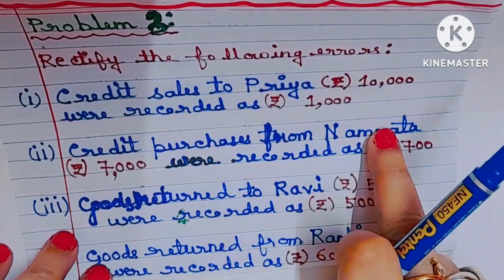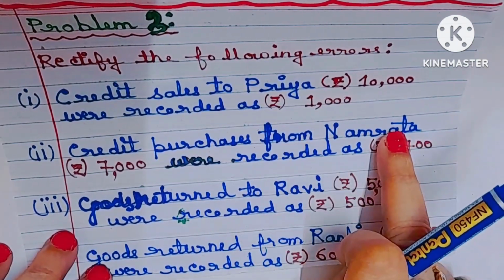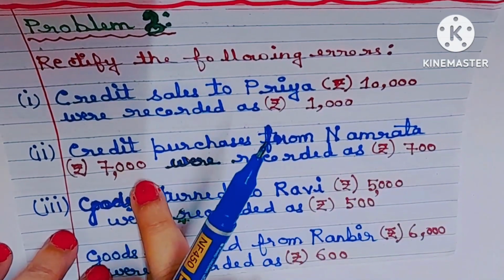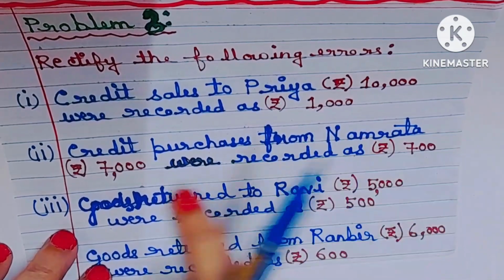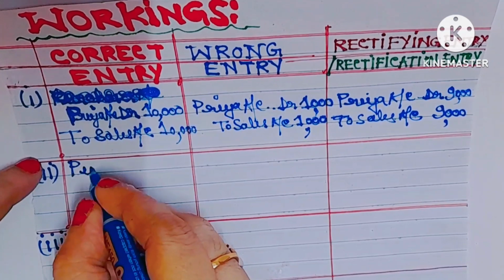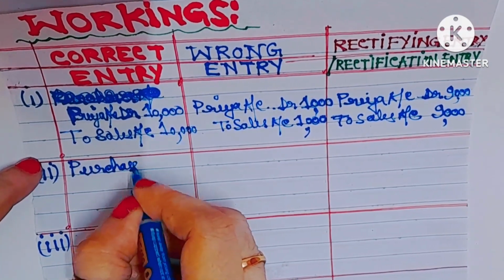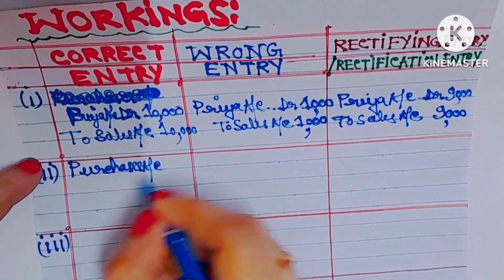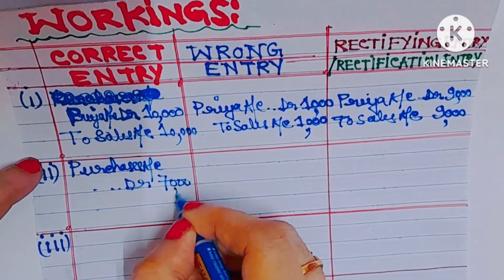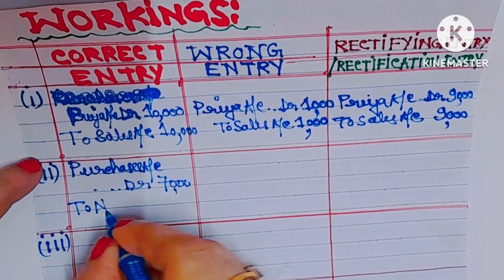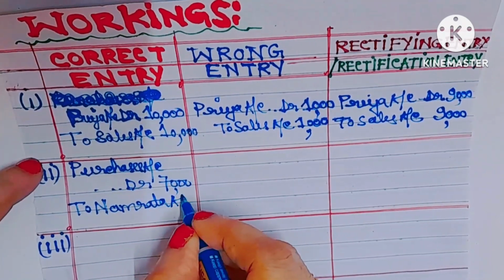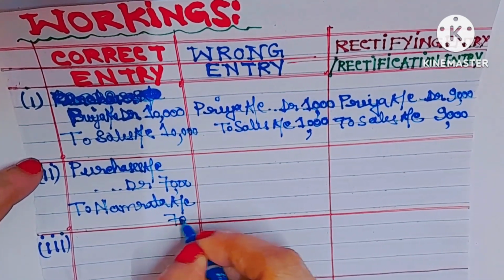So this is the correct part. Credit purchases from Namrata: purchase account debit to Namrata account 7,000. So the correct journal entry will be purchases account debit to Namrata account 7,000. So let's write. Purchases account debit 7,000. This is the correct entry. To Namrata account 7,000. This is the correct entry.